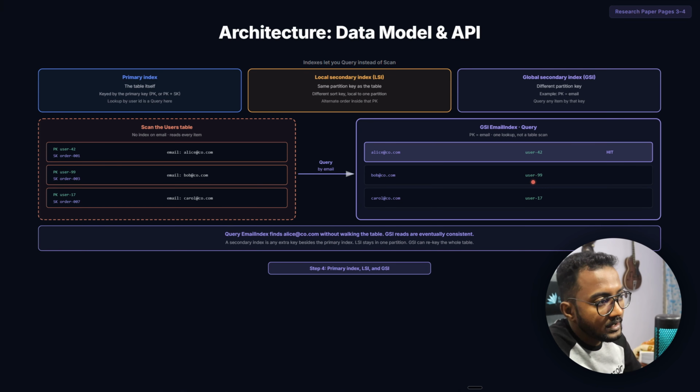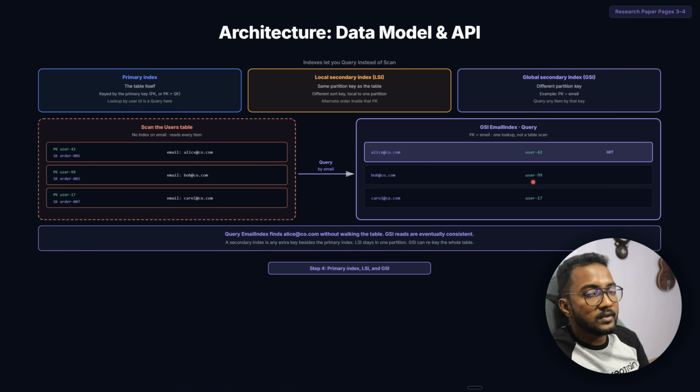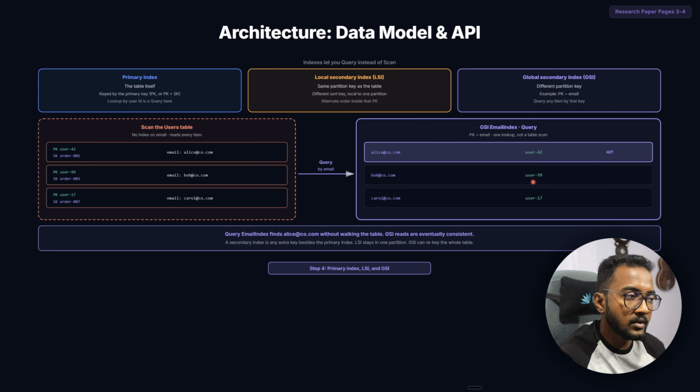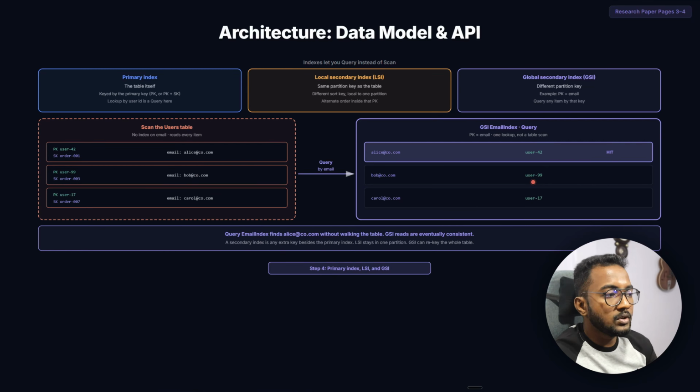Reads on secondary indexes are eventually consistent only. But again, it depends on the caller's choice of table read, whether they want strong versus eventual consistency.